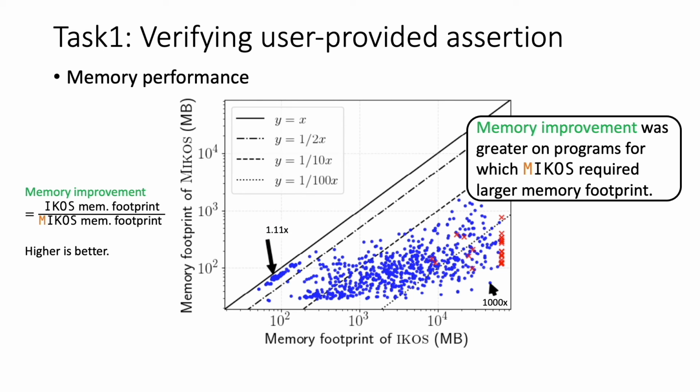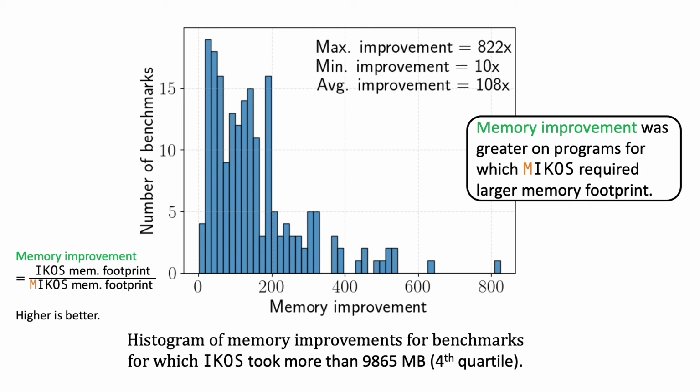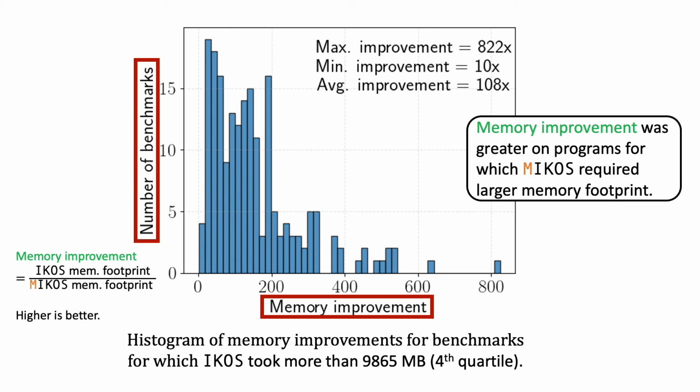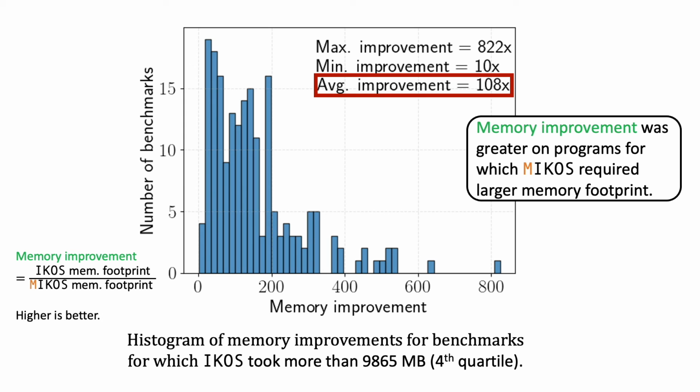The memory improvement was greater on programs for which ICOS required a larger memory footprint. This trend is shown in the scatter plot. This trend can also be seen in this histogram. This histogram shows the memory improvements for benchmarks for which ICOS took more than 9,865 megabytes. This is the fourth quartile in terms of the memory footprint in ICOS. The x-axis shows the memory improvement, and the y-axis shows the number of benchmarks for the memory improvement. The average memory improvement for these benchmarks was 108x. This is a drastic increase from the 25x, which is the total average.